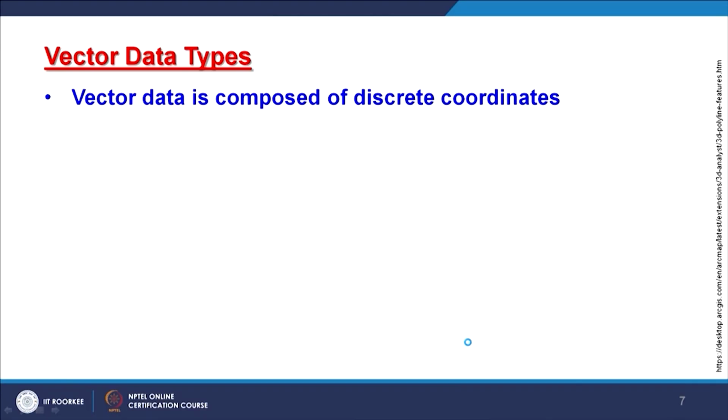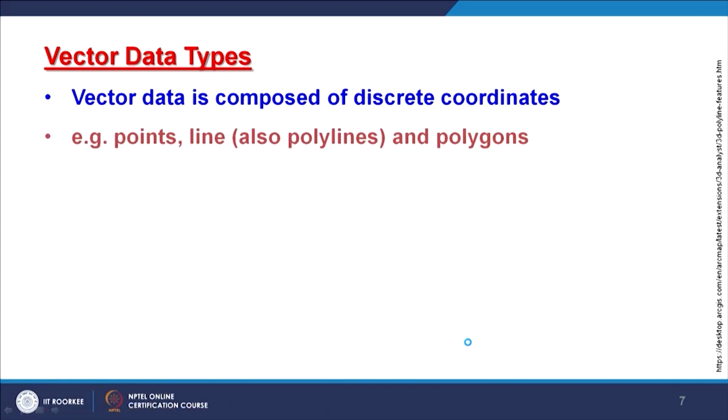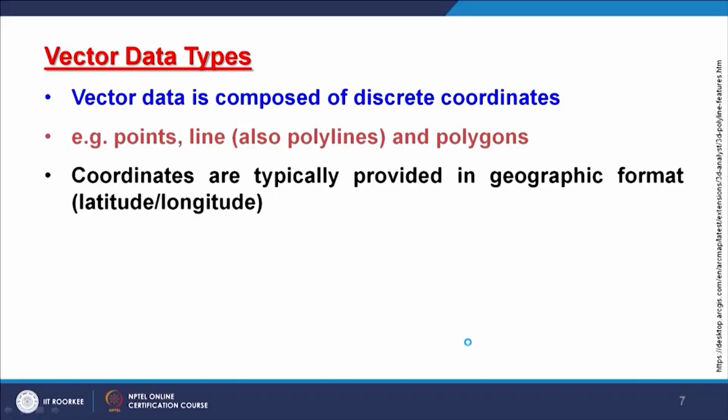Now, vector data types in this discussion: vector is composed of discrete coordinates. I have already told you that vector entities in GIS vector data are discrete, not continuous, and examples are point, line, polygons. Between 2 points you do not have any information, between 2 lines, I gave the example of contours, you do not have any information, and within a polygon, if the boundary is closed, you do not have any information, except that you can measure the perimeter, you can measure the area, and one more piece of information you can have about a polygon is the centroid.